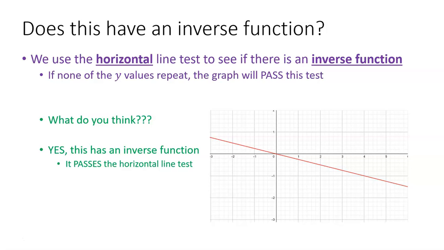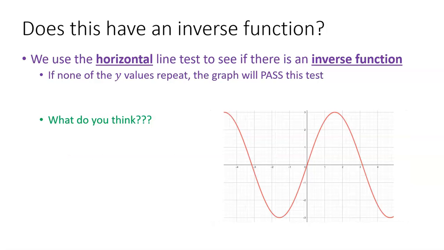This does have an inverse function. It passes the horizontal line test. Everywhere you go, you'll never cross this graph more than one time with a horizontal line. So it does have an inverse buddy. If you reverse all these xy pairs, it'll work out just fine. You won't have any repeating y's that turn into repeating x's.